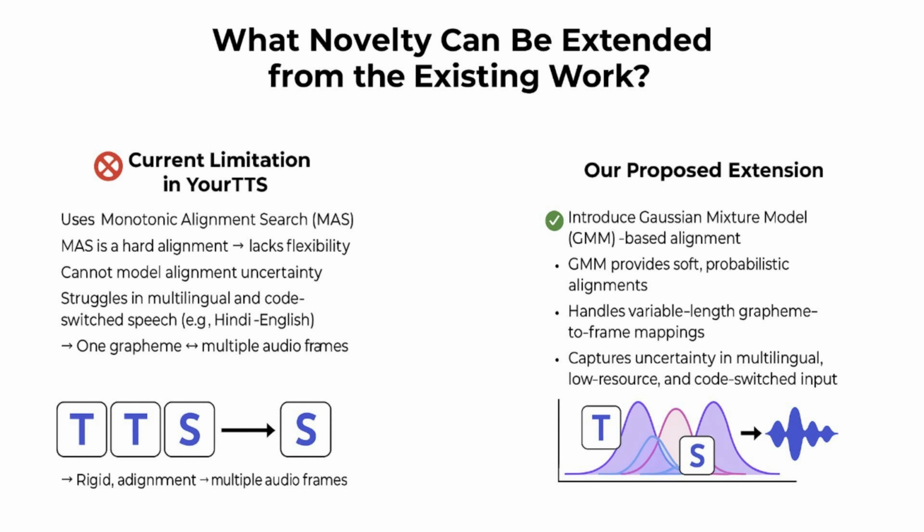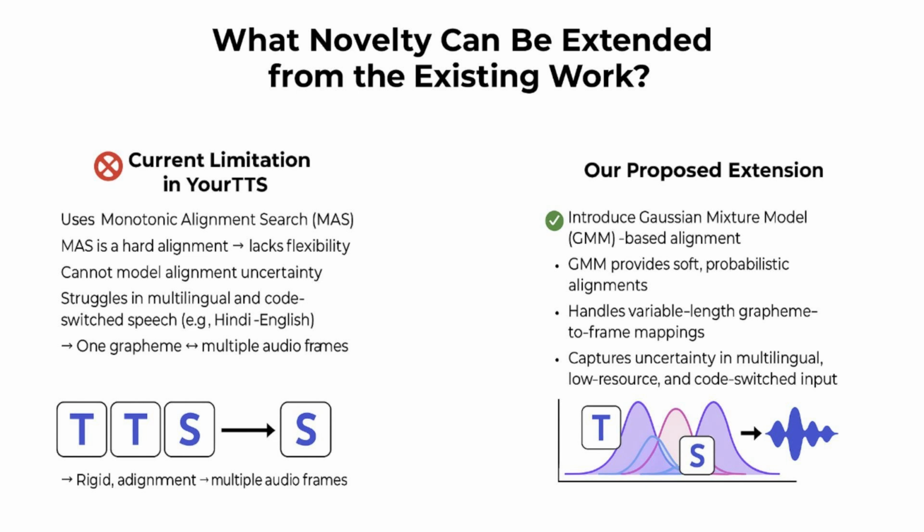So what we are adding is a lightweight GMM head after the text encoder. For each token, it predicts a mixture of Gaussian time frames. So basically it's like a mean with a certain spread. It gives us a soft alignment instead of a hard alignment.